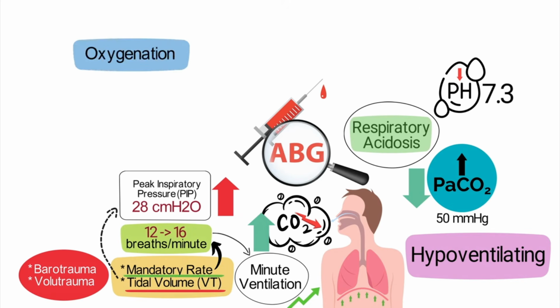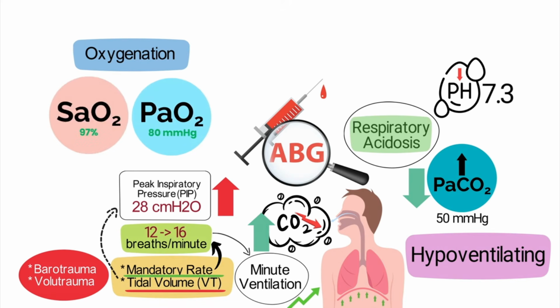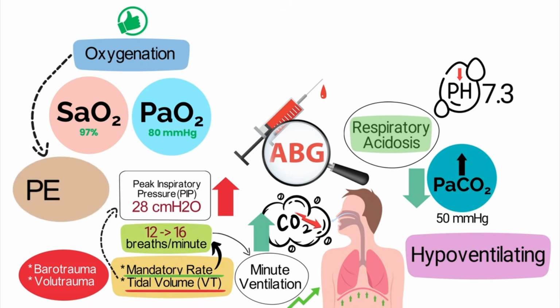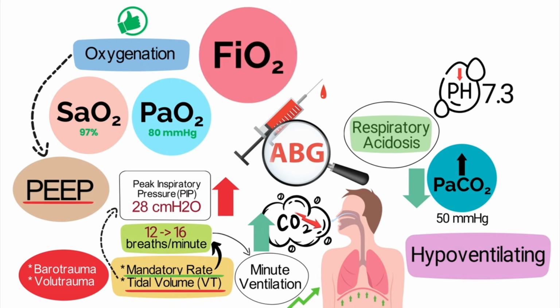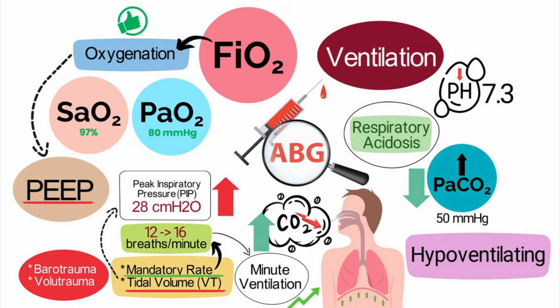The patient's oxygenation, which is a PaO₂ of 80 and an SaO₂ of 97%, is adequate. Therefore, adjusting the PEEP is not necessary. Furthermore, there's no need to increase the FiO₂ since the oxygenation is sufficient. The main issue here is ventilation, not oxygenation.